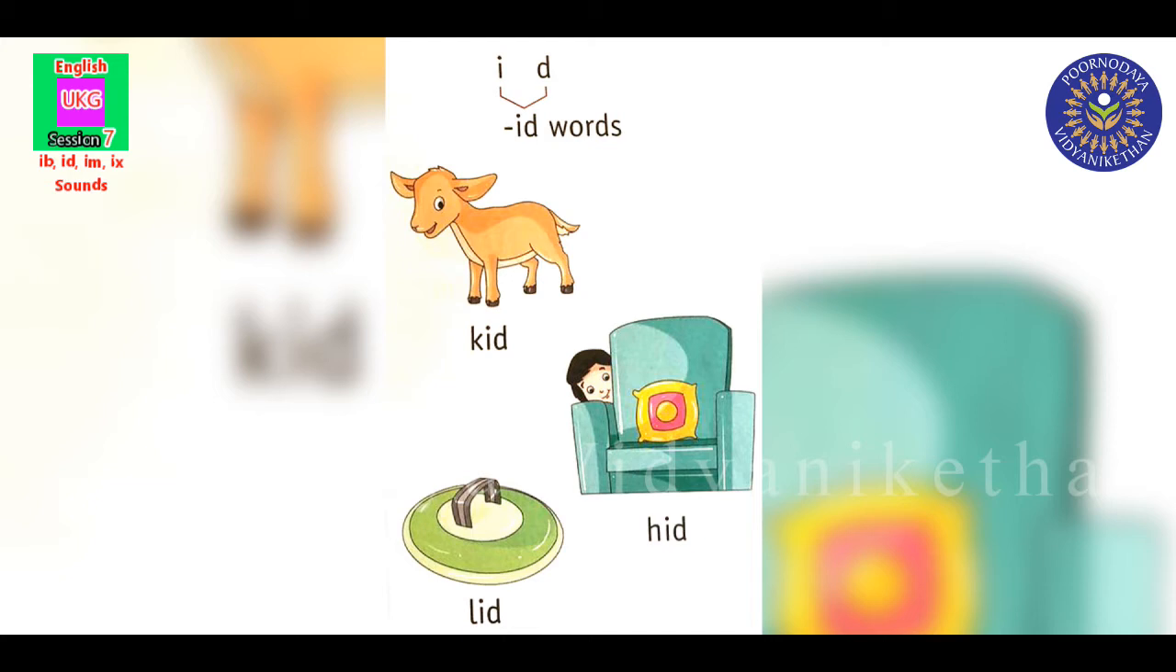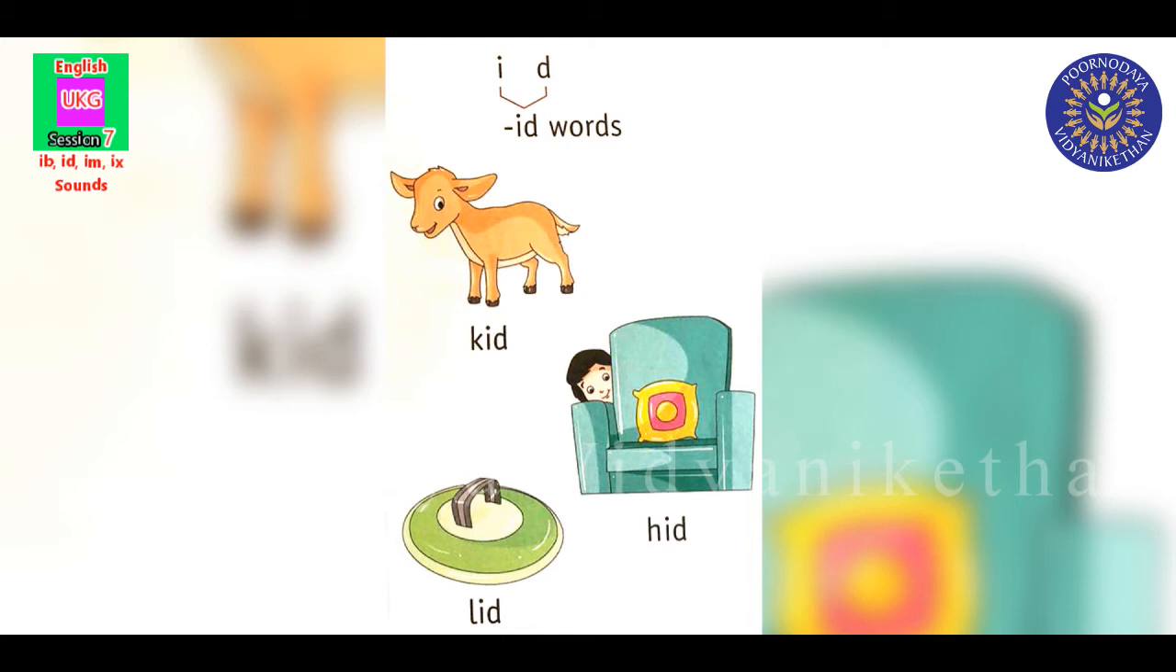Now we are going to learn id sound. Now look here, children. Can you see this picture? This is a kid. And what is the spelling? K-I-D. Kid. What is the sound here? Id sound. Now, here is the next picture.